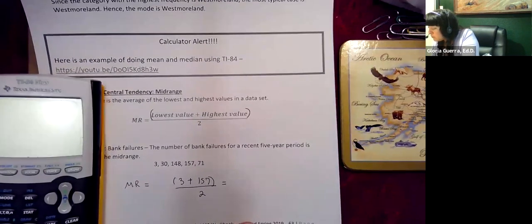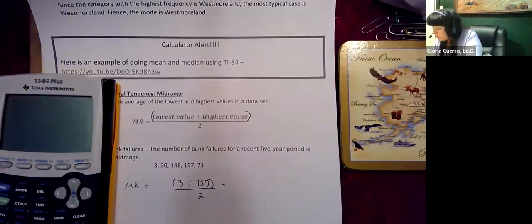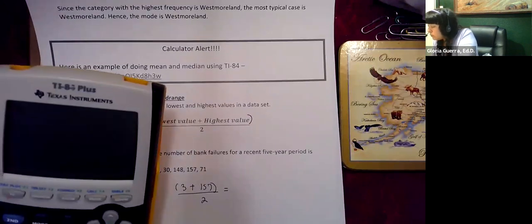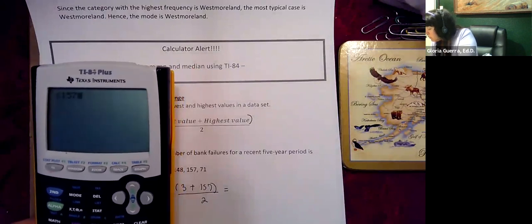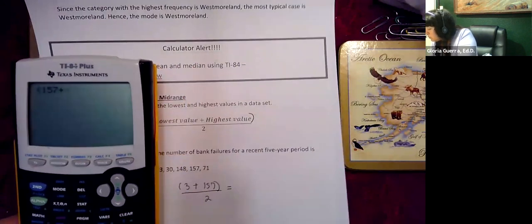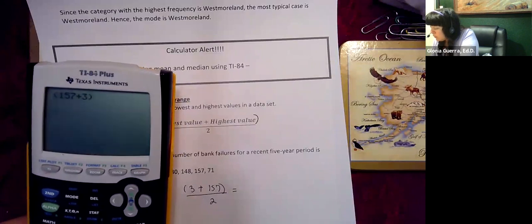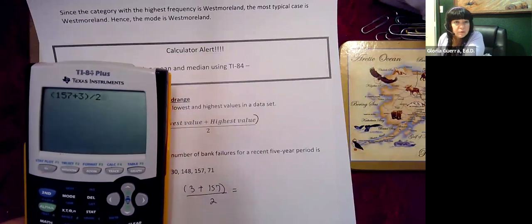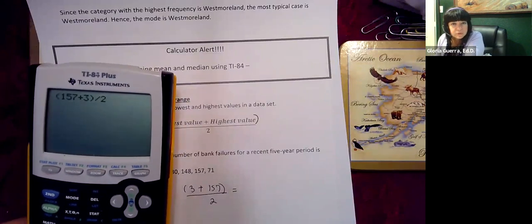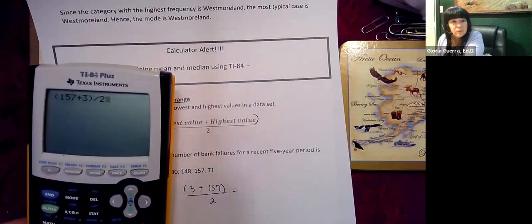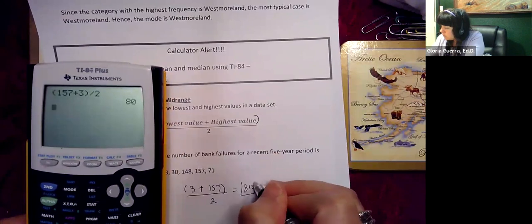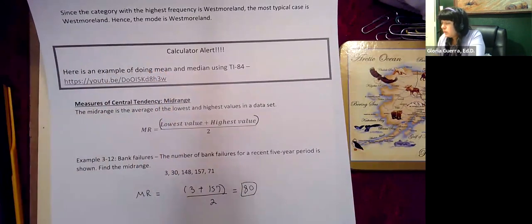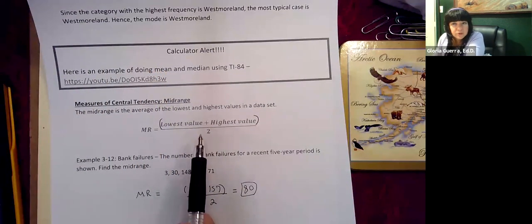And so if I type this in, parenthesis 157 plus 3 divided by 2. And that's okay. I put in 157 first, and that's okay. Divided by 2 is equal to 80. Okay. So the only thing is that I didn't type is the formula, but you have it right here.